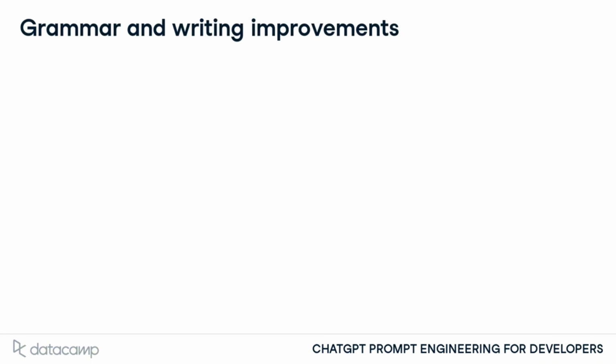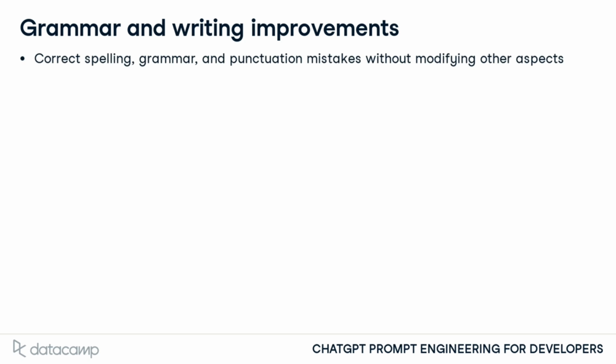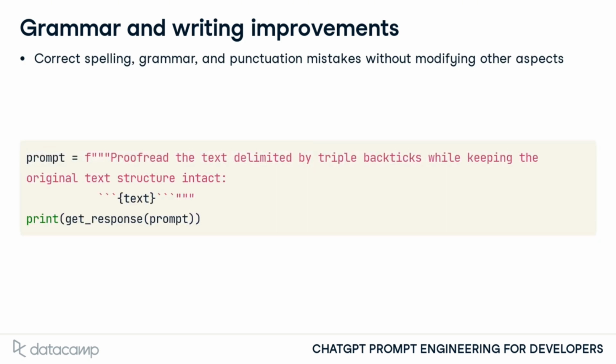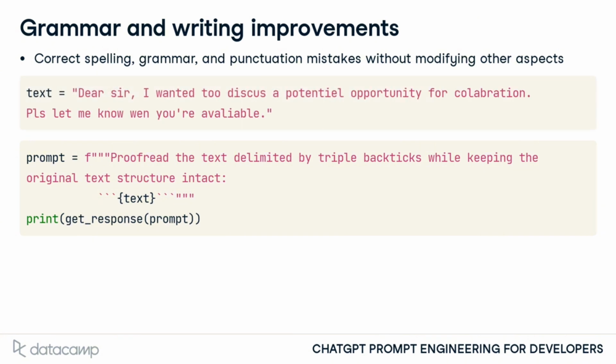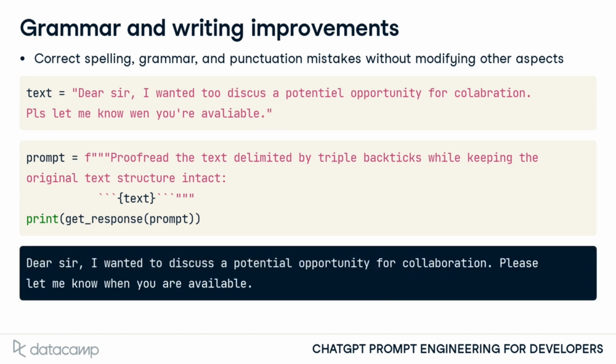Text transformation also includes grammar and writing improvements. To correct spelling, grammar, and punctuation without changing the structure, we can ask the model for proofreading. For instance, in this text inviting for collaboration, the model can correct typos and grammar mistakes without altering the style or the structure.